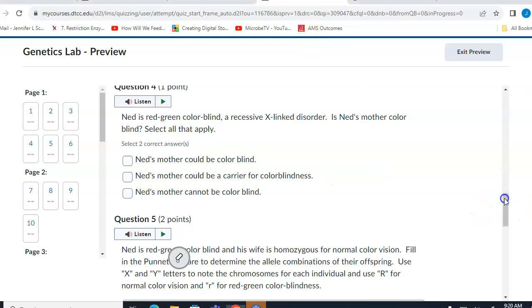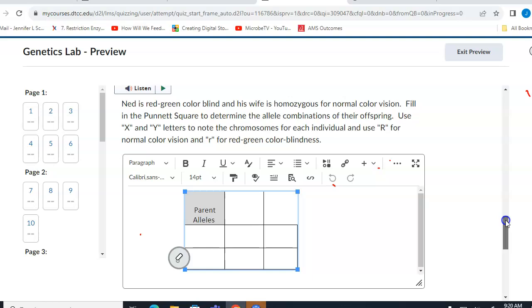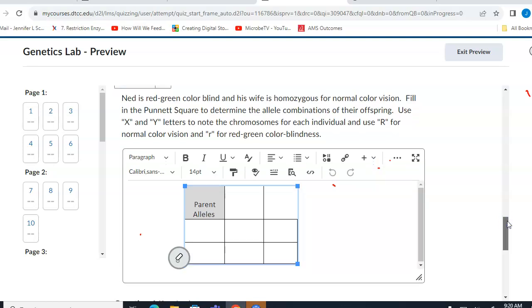All right, let's go on to the next one. For this one, we continue on with Ned. So we know that Ned is colorblind. So we're going to put the Y and the X, these two separate chromosomes, one in each block. We'll give him the little r for being colorblind.